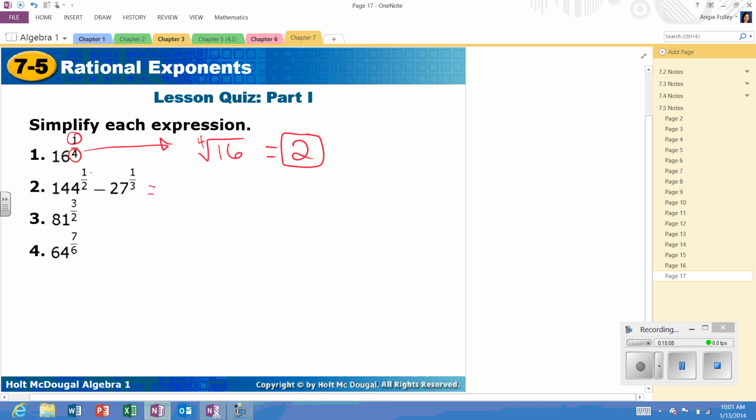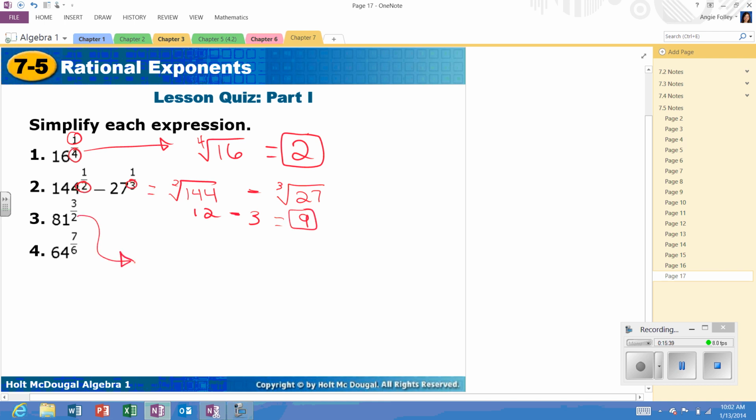Okay, I'm going to rewrite these with radical signs. So the square root of 144, I don't have to put the 2 here. If you want to, you can, but it's implied, minus the cube root of 27. Remember, this is what goes in the index. The square root of 144, you guys, these types of things you should memorize, is 12. And the cube root of 27 is 3, because 3 times 3 times 3 is 27. So 12 minus 3 equals 9.